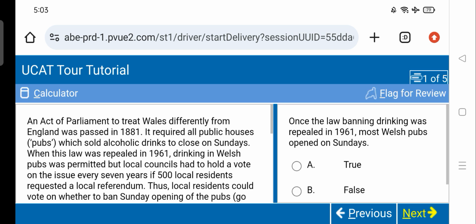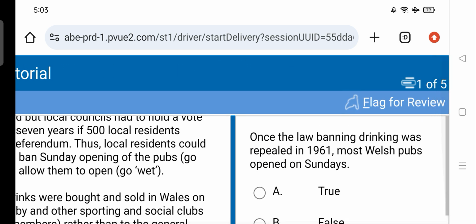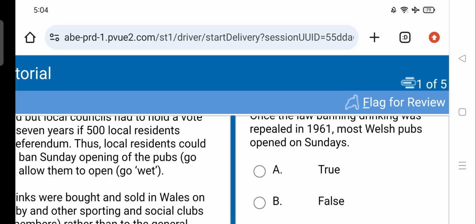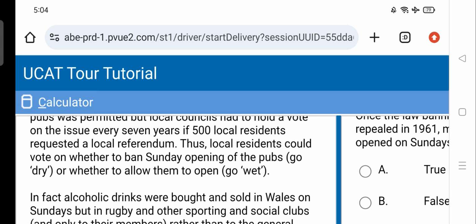Here we go. So here we have the first question. The progress indicator is given, as you can see, 1 of 5. It means we have 5 questions and this one is the first out of these 5 questions. And the flag for review option is also given. If you want to flag this question, you can click on that flag like this. If you do not want to flag it, then we can click on it again.